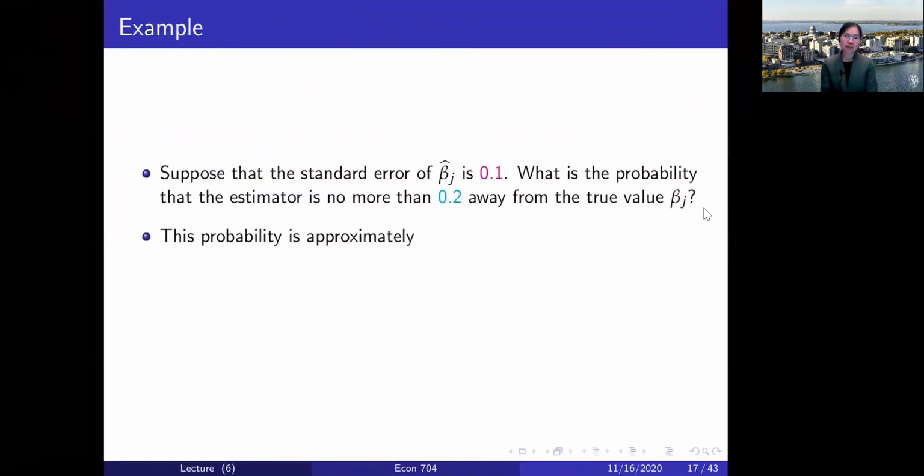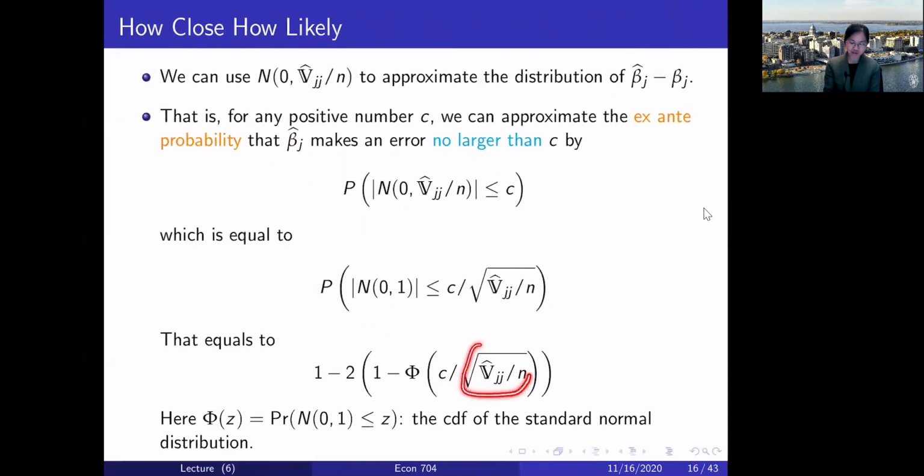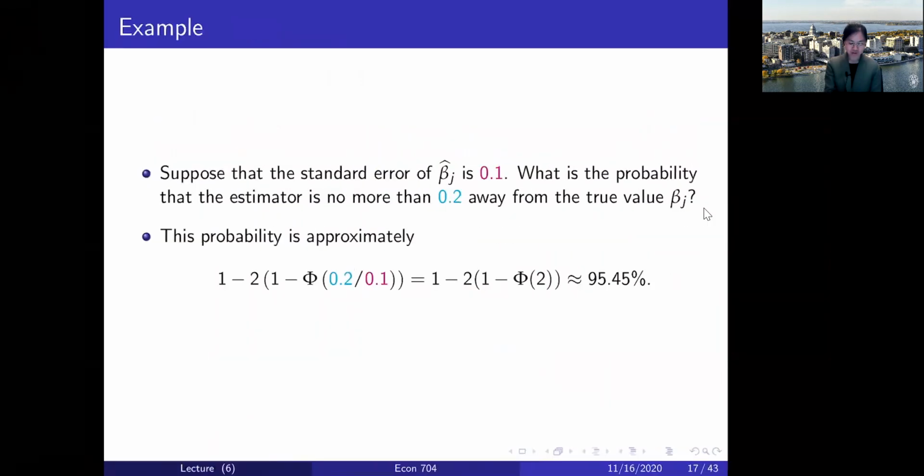Now let's consider a numerical example where the standard error of beta hat j is 0.1. So this whole thing, that's the standard error, that is 0.1. And C is 0.2. So the probability that beta j hat makes an error no greater than 0.2 in this case will be 1 minus 2 times 1 minus the standard normal CDF of 0.2 divided by 0.1. Or in other words, that's 95.45%.